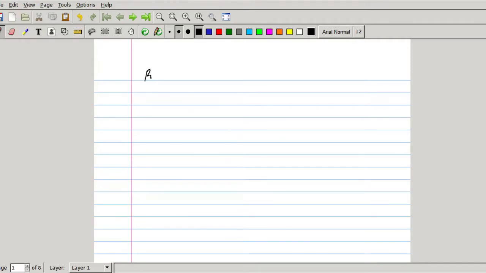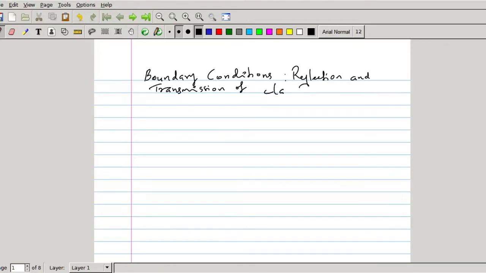Boundary conditions and reflection and transmission of classical wave.